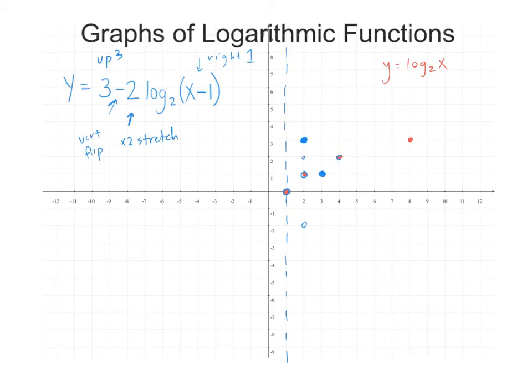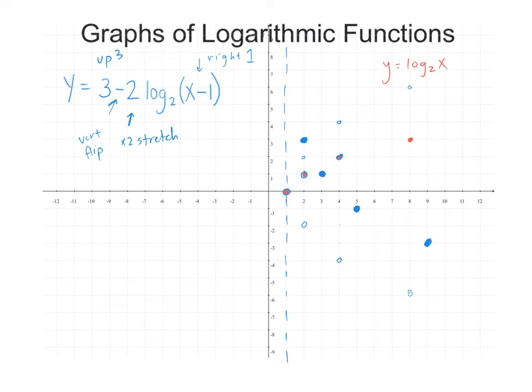Okay, so this guy right here that was at 4, 2, we're going to stretch him times 2, which makes him have a height of 4. We're going to flip him down to -4. And then we're going to go up 3 and right 1. 1, 2, 3, 1. Now he's right here. And 8, 3, stretch it up to 6. Flip it down to -6. 1, 2, 3, up, right 1, gets me to right here.